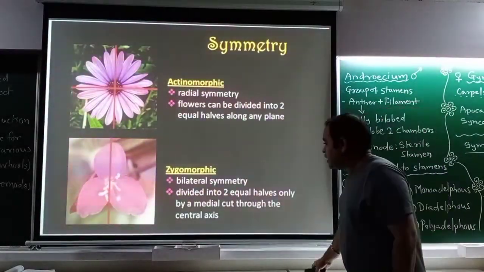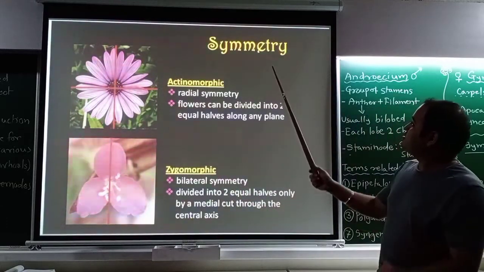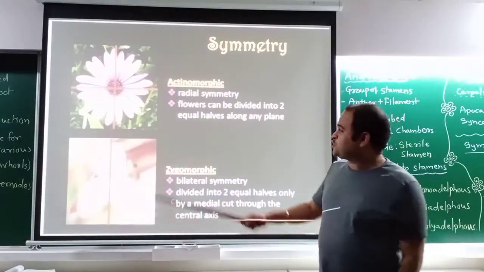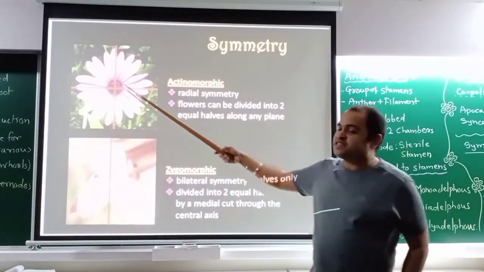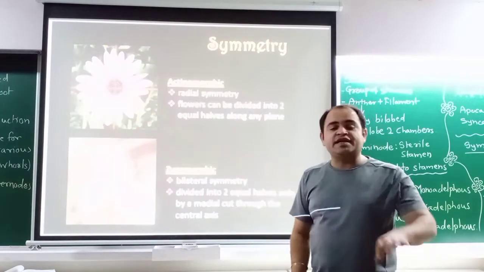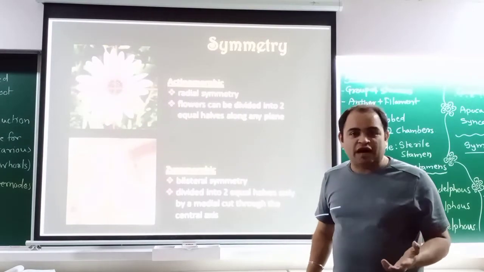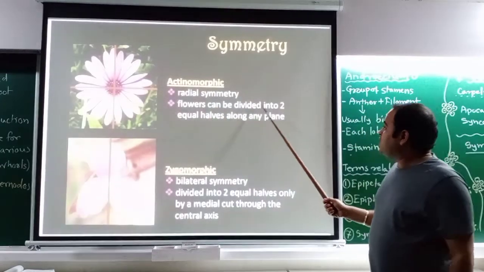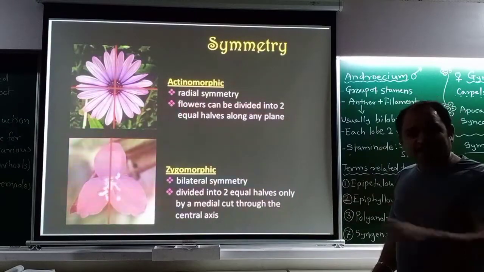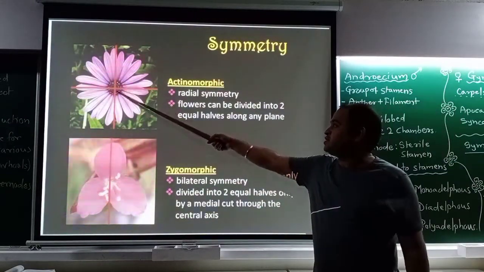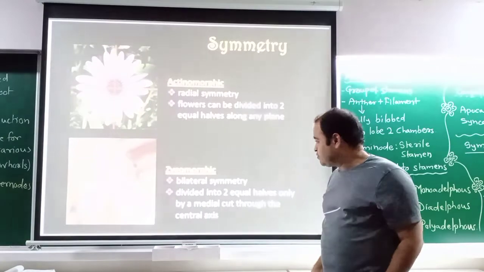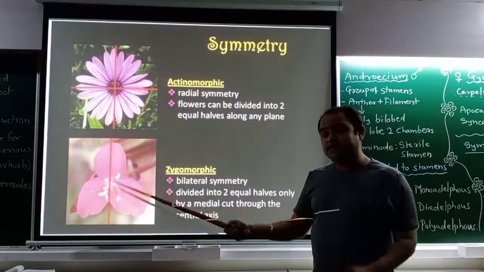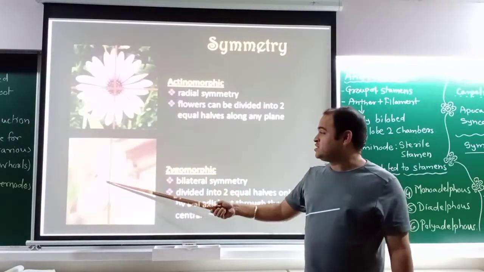I would like to go to this particular diagram once again. Actinomorphic is a radial symmetry. You put the axis in any fashion. If it is passing through the center, and the flower is getting divided into two equal halves, then it is called an actinomorphic type of flower. The flower can be divided into two equal halves along any plane, but the condition is that the axis should pass through the center. Zygomorphic is a bilateral symmetry. This is radial symmetry and this is bilateral symmetry.